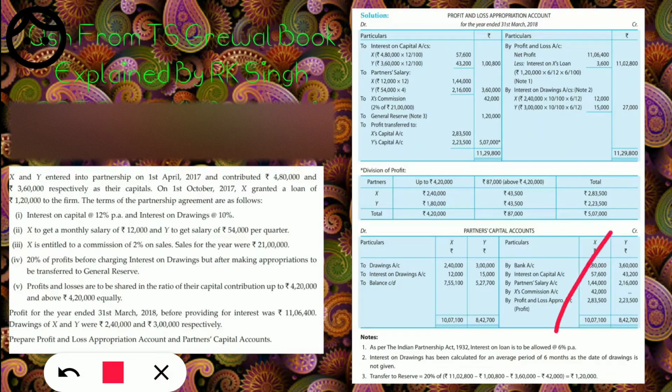Now at the end we have to calculate the closing balance of capital account. We will make a total of X and Y and deduct these two amounts. Now we get the closing balance of capital of X as 7,55,100 and of Y as 5,27,700. These two balances will be recorded in the new balance sheet of partners, on the liability side as capital account. Earlier the capital account was 4,80,000 and 3,60,000, but the capital account has now been revised and the new balance is 7,55,100 and 5,27,700.